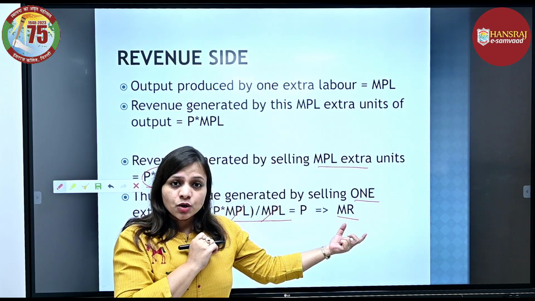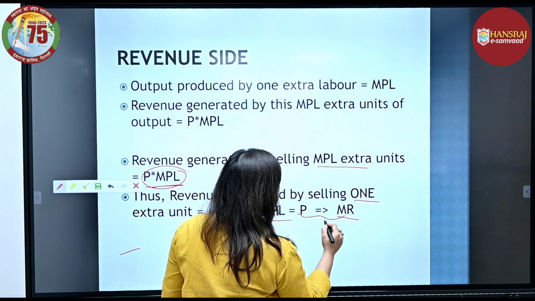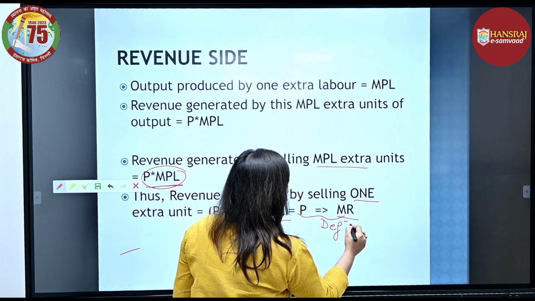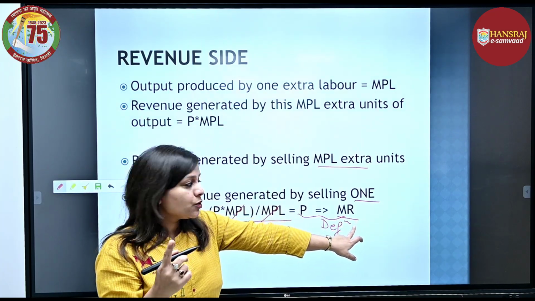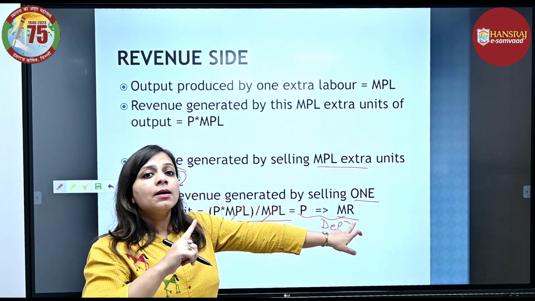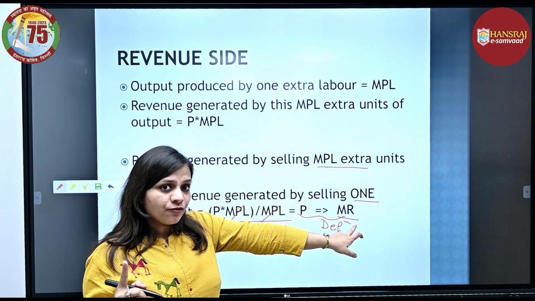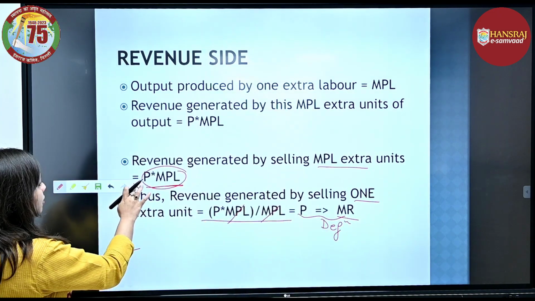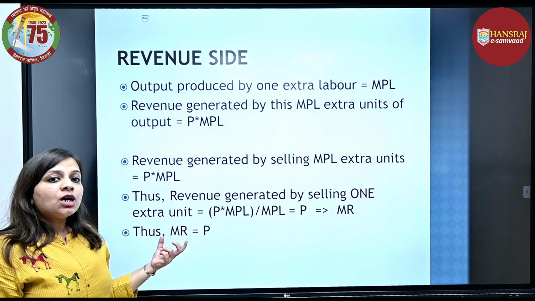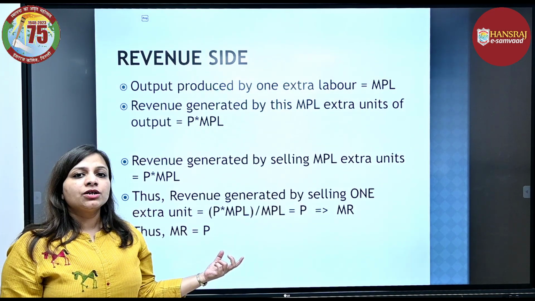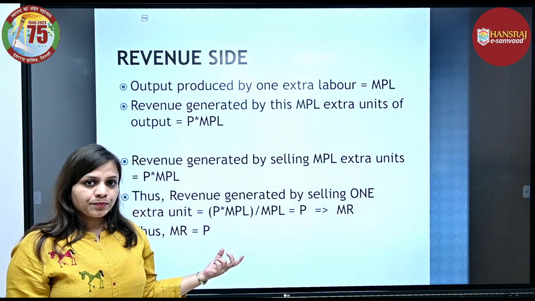Why is this equal to marginal revenue? By the definition of marginal revenue. Marginal revenue is the revenue that the firm is generating by selling one extra unit of output. So from the revenue side, what we get is that the marginal revenue for the firm is nothing but equal to the price.